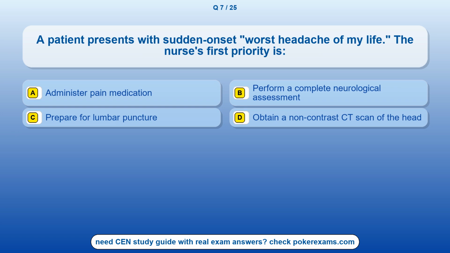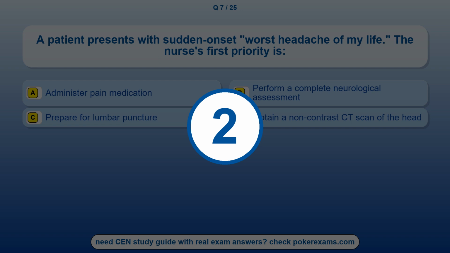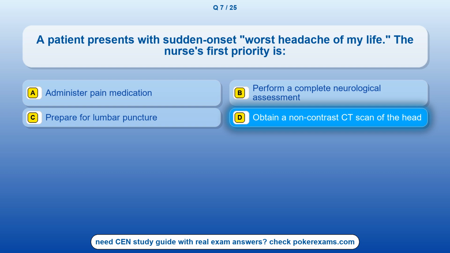Question 7. A patient presents with sudden onset worst headache of my life. The nurse's first priority is: Option A, administer pain medication. Option B, perform a complete neurological assessment. Option C, prepare for lumbar puncture. Option D, obtain a non-contrast CT scan of the head. The correct answer is option D, obtain a non-contrast CT scan of the head.